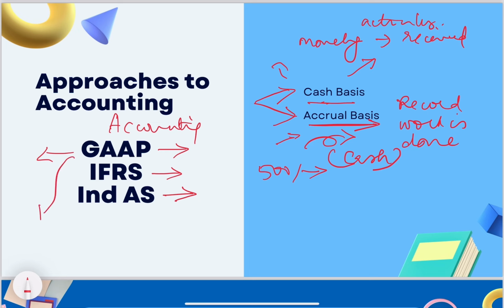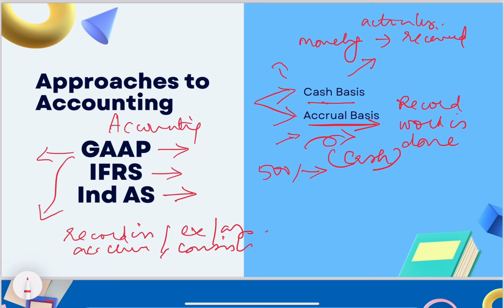What are the major aspects of GAAP? It tells us how to record income, expenses and assets, and it also makes accounting clear, consistent and trustworthy. Every country has its own GAAP, for example US GAAP, Indian GAAP, etc.